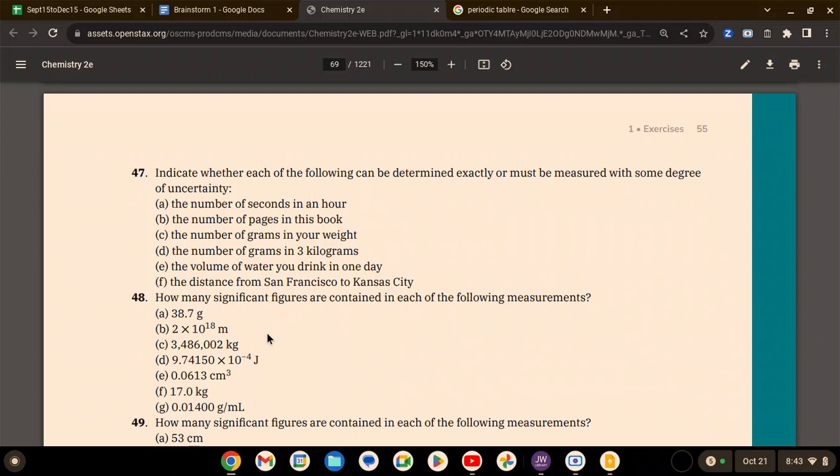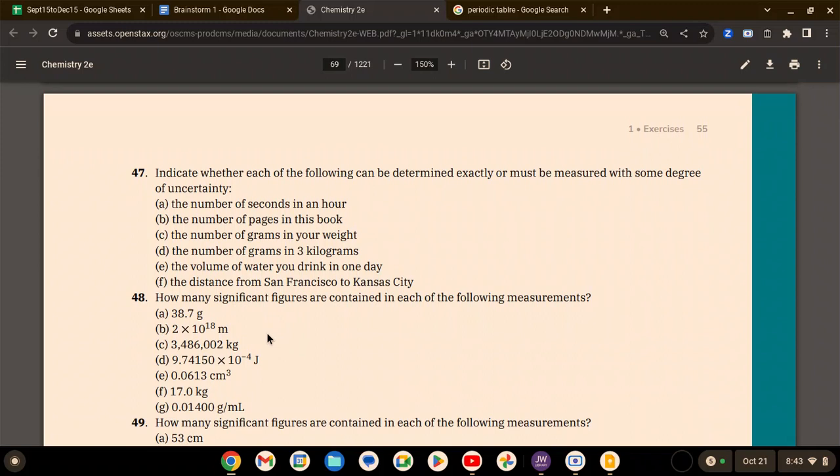Indicate whether each of the following can be determined exactly or must be measured with some degree of uncertainty. The number of seconds in an hour. Well, an hour is defined as 24 hours. Sorry. An hour is defined as 60 minutes. And a minute is defined as 60 seconds. So those are whole numbers, so that's exact.